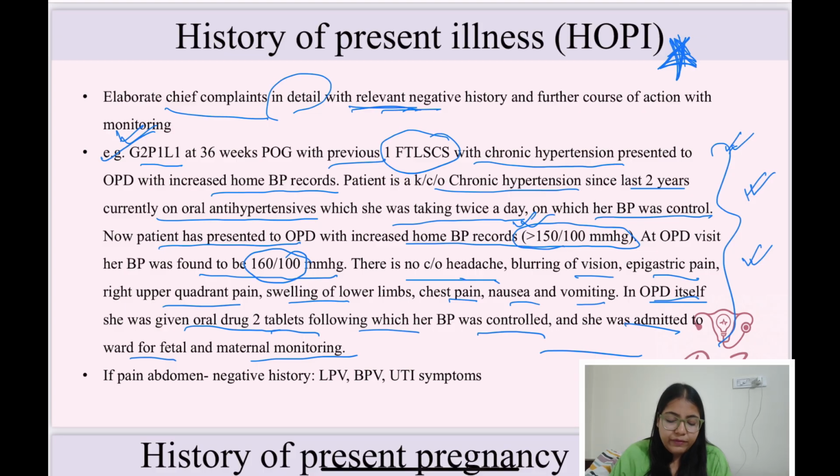And if the patient presents with pain abdomen, what will you take in negative history? Pain abdomen can be due to leaking PV. If there is PPROM, then there may be preterm labor. So in that case there may be pain. If there is APH like placental abruption or something, there may be pain abdomen. In UTI symptoms also there may be pain abdomen. So relating to her symptoms, you should know what negative history you should be taking, and you take that in that way only.